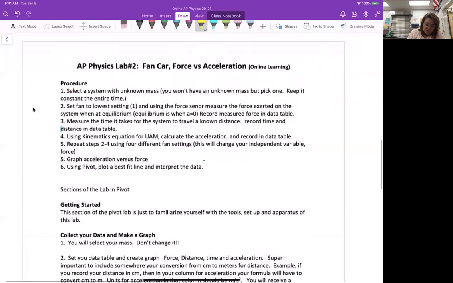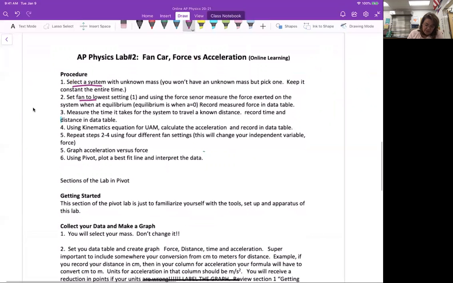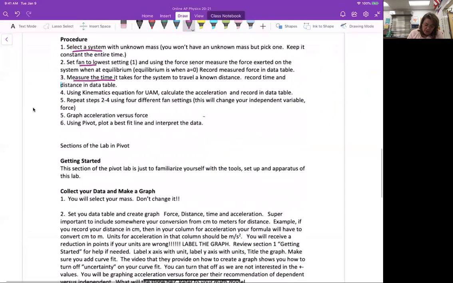We are going to select the system with an unknown mass, but you're going to pick a mass. Set the fan to the lowest setting using the force sensor that they give you. Measure the forces exerted on the system at equilibrium. Measure the time it takes for the system to travel a known distance. Record the time and distance in the table. Using kinematics, calculate the acceleration and record that in the data table.